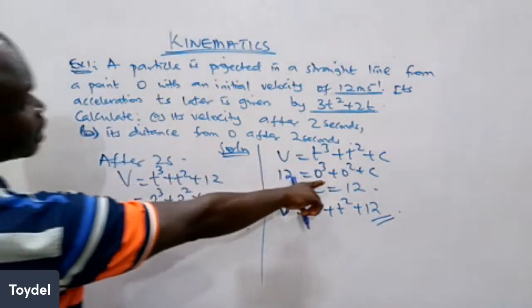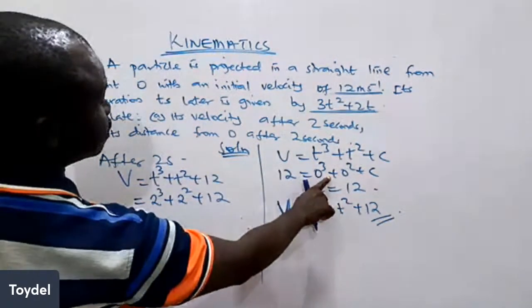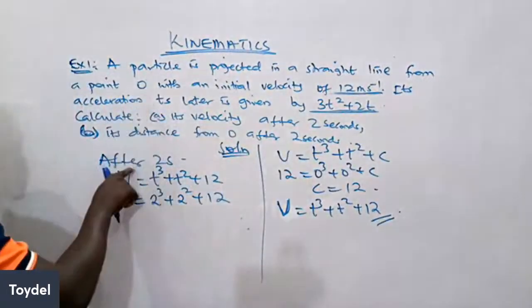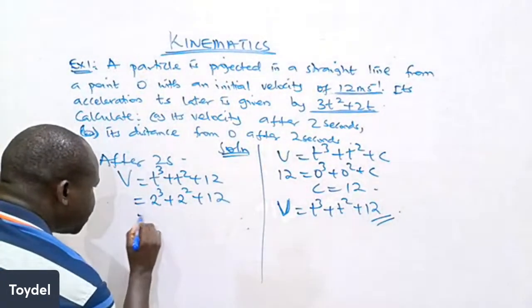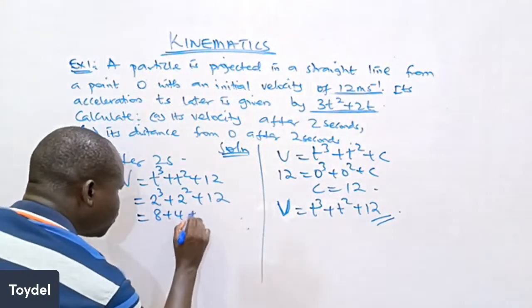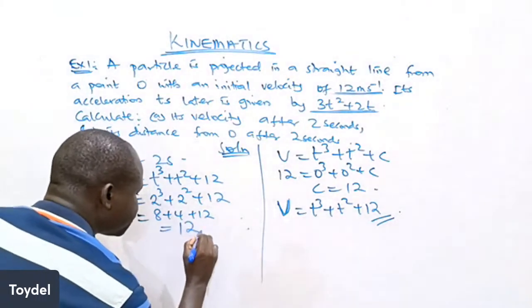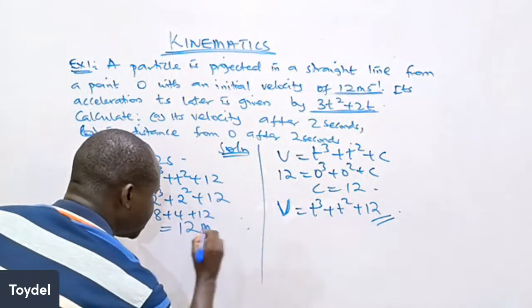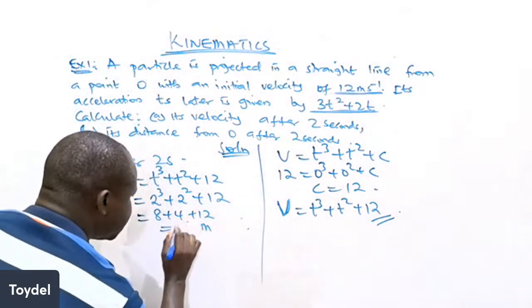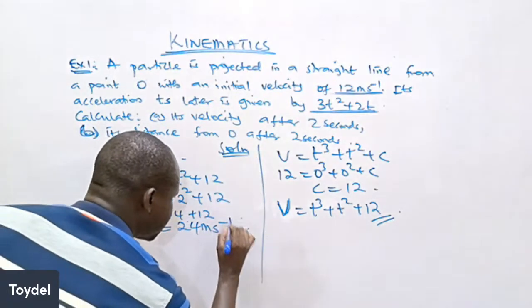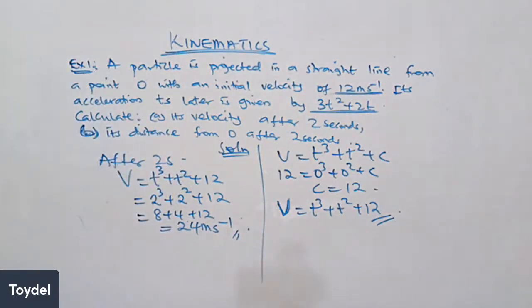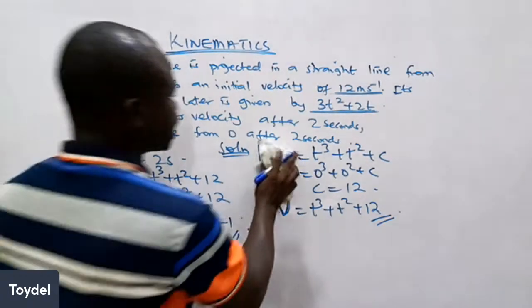This is when at initial stage, at time 0. But after 2 seconds, what will be the velocity? The velocity will be 8 plus 4 plus 12. So the velocity will be, no, this will be 24 meters per second. So that will be the velocity, and that actually answers the first part of the question. So after 2 seconds, the velocity is 24 meters per second.